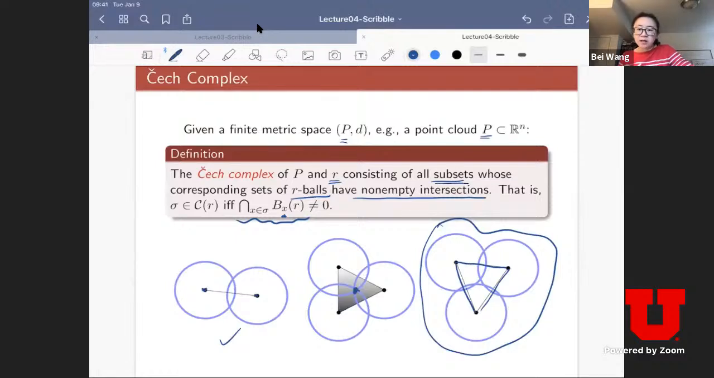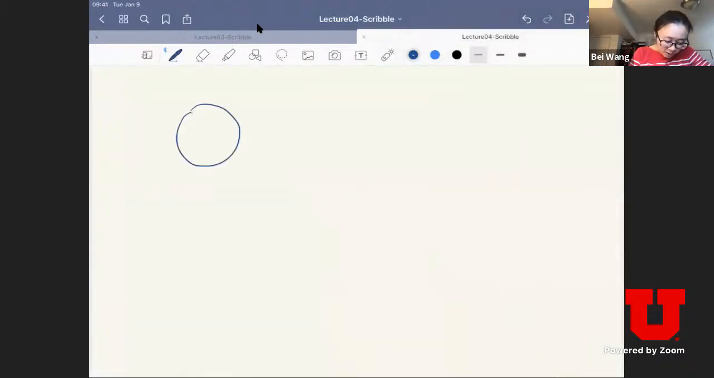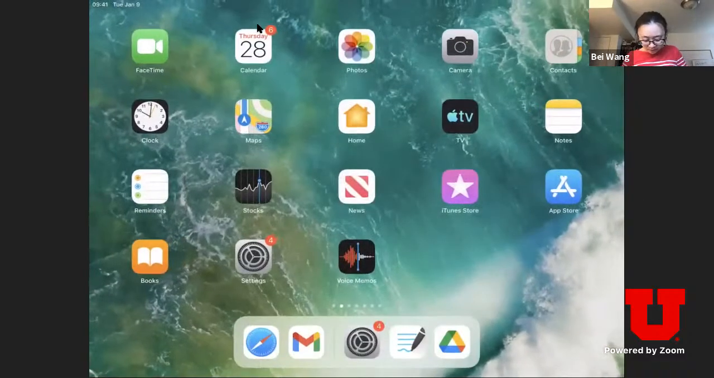Like I said, on the high level, the Čech complex has a very nice property: if you look at the picture, the homology of the union of these disks is the same as the homology of the underlying simplicial complex. So essentially in this particular example, if I want to compute the union of those disks, I should just go to this example here.